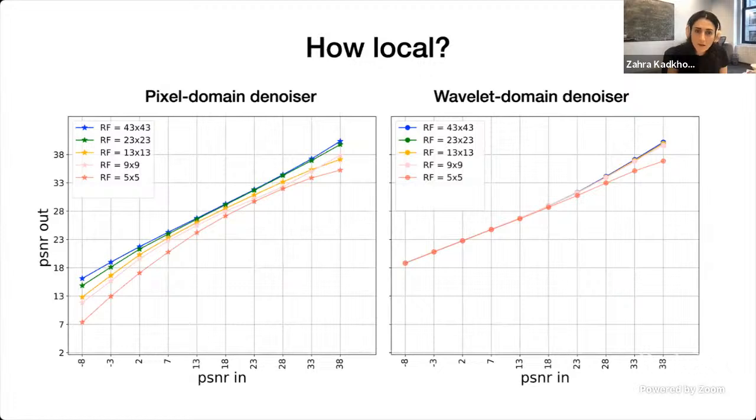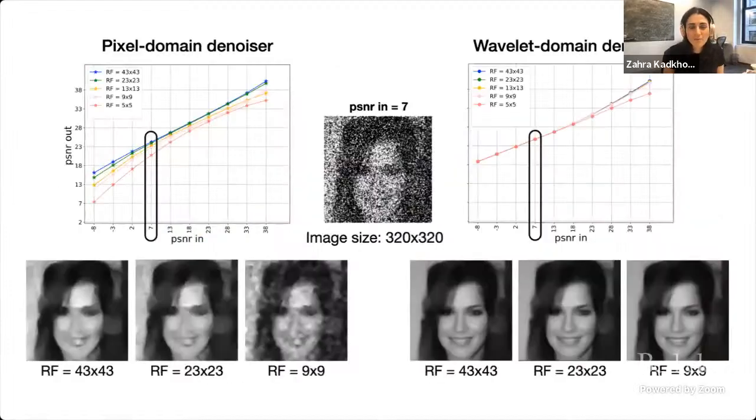And this is on the larger images that I showed in the beginning. So just to visualize this, here is an example image. So we have a noisy image. This is the input image. And we can see the performance of these different denoisers on this image.